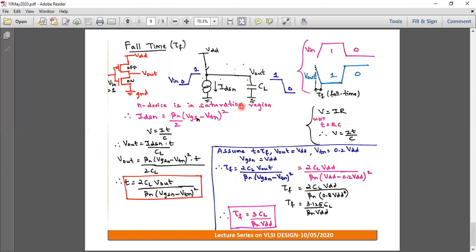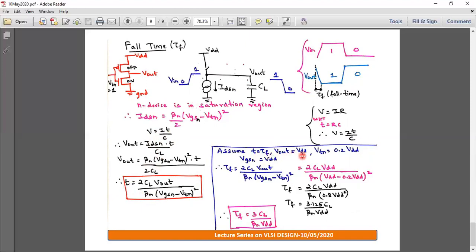Since N is operating in the saturation region, IDSN can be written as beta N by 2 (VGSN minus VTN) square. And we know that V equals I into R and delay T equals R into C. So therefore V can be written as I into T by C. V here is V out, I is IDSN, and C represents the load capacitance CL here. Substitute IDSN and equate for T. So this is the expression we'll be getting for T. T is replaced with fall time tau f.